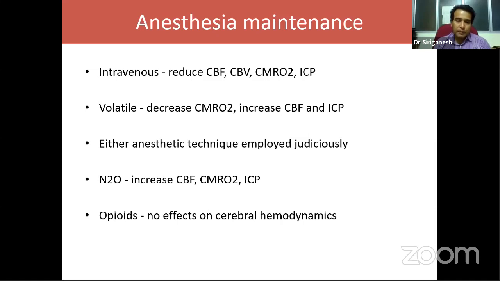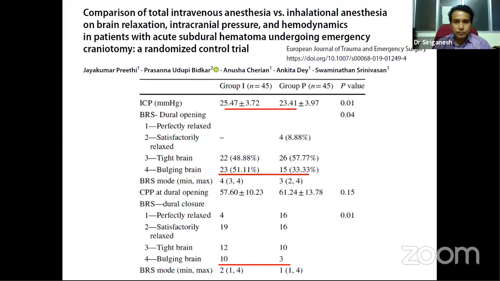Nitrous oxide preferably should be avoided as it increases the cerebral blood flow, metabolism, and ICP, and can lead to pneumocephalus as well. Opioids, as I mentioned earlier, have minimal effects on cerebral dynamics and should preferably be used.